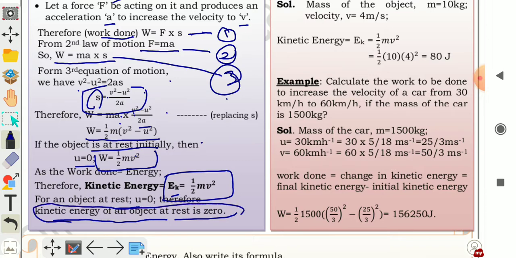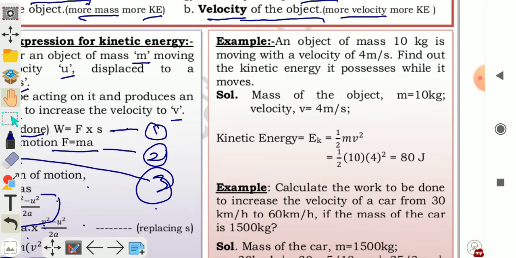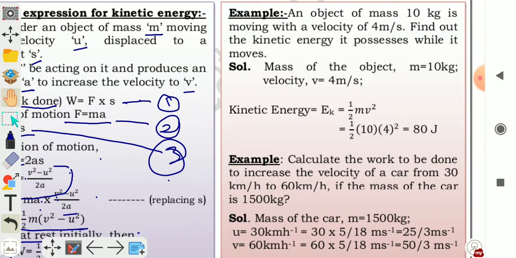Now some numericals are given to you. First one is an object of mass 10 kg is moving with a velocity of 4 meter per second. Find out the kinetic energy it possesses while it moves. So you have to calculate the kinetic energy.